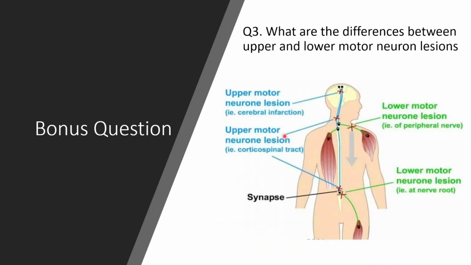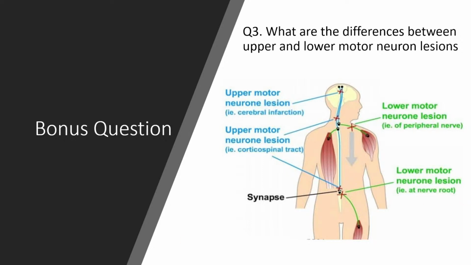What are the differences between upper and lower motor neuron lesions? Well, the answer here is that the upper motor neuron lesion can be caused by cerebral infarctions in the brain or something in the corticospinal tract, so in the spinal cord, whereas lower motor neuron lesions are usually either a peripheral nerve or at the nerve root.